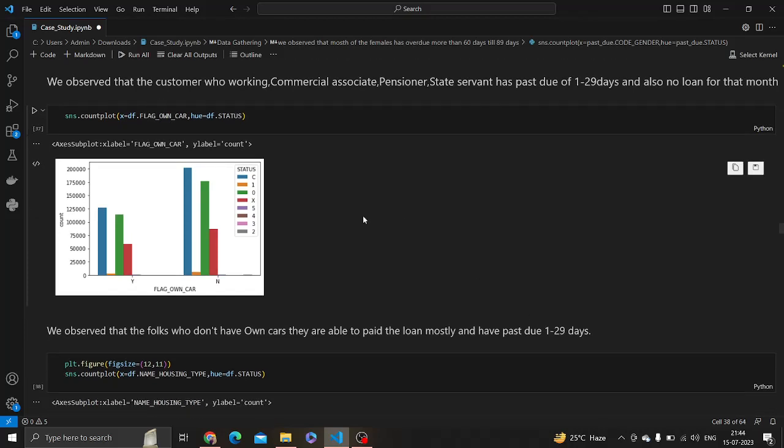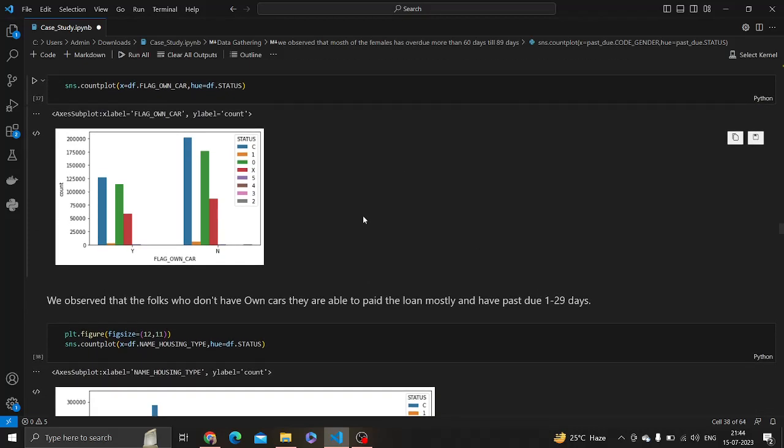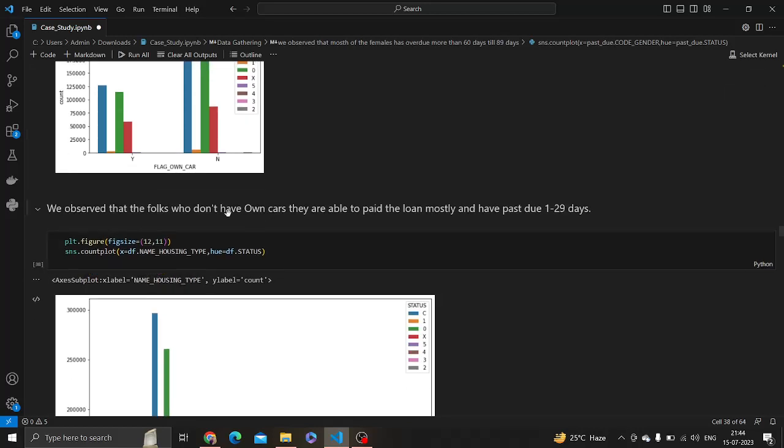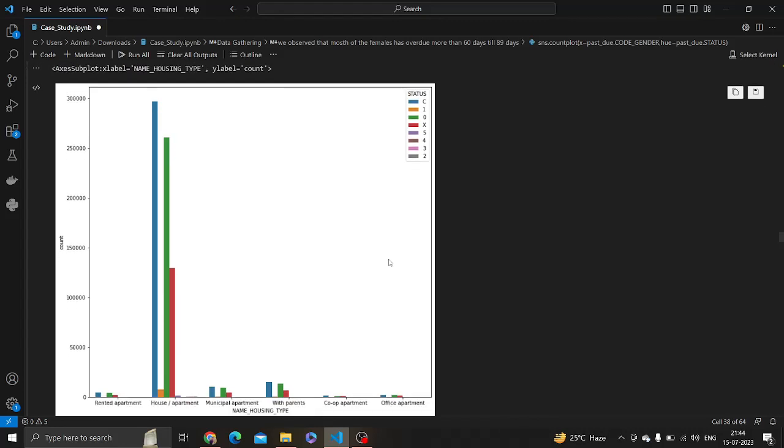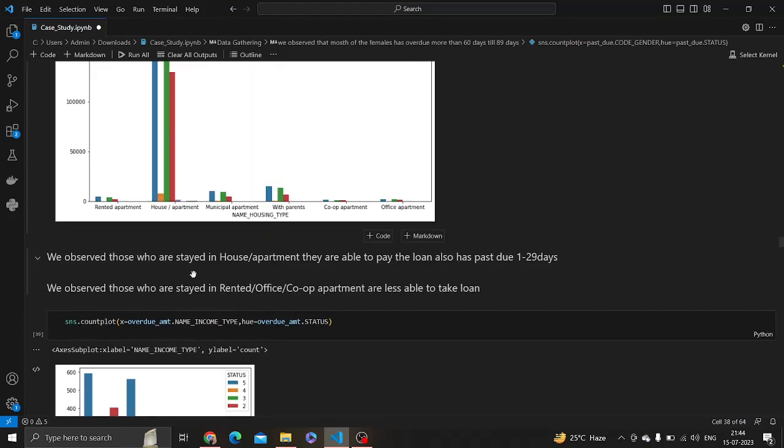Then the person who has an own car. So I have also found out the estimation of it. The folks who don't have own cars, they are mostly able to pay the loan and have the past due of 1 to 29 days. These are the graphs I have, and in this graph I have also found out that the persons who stay in a house or apartment are able to pay the loan and also have a past due of 1 to 29 days. And those who stay in rented office are less able to take a loan.